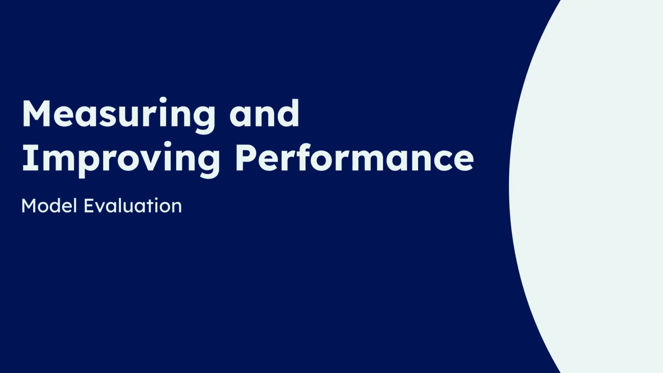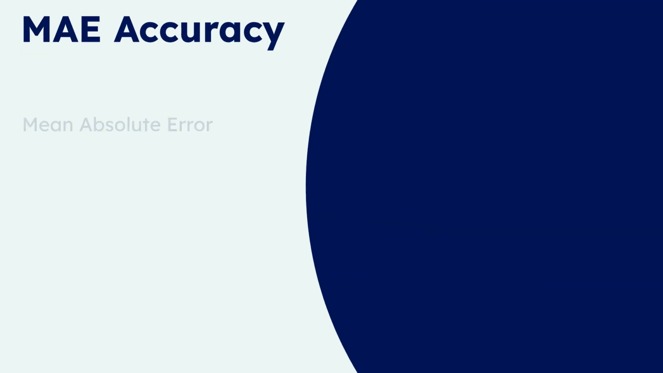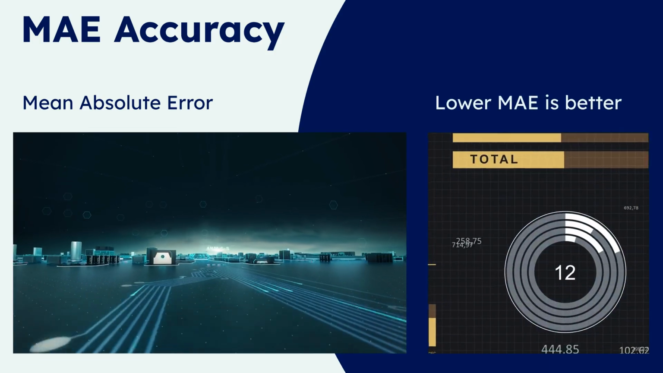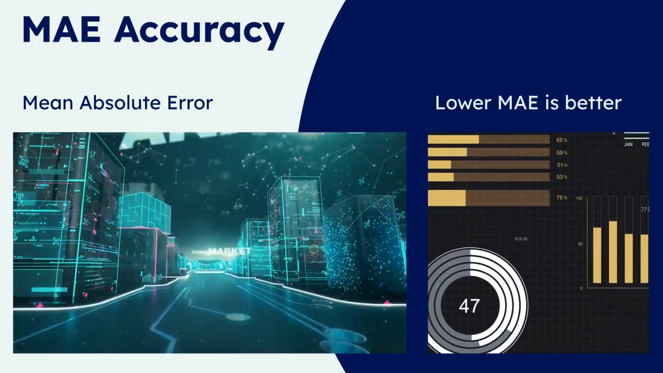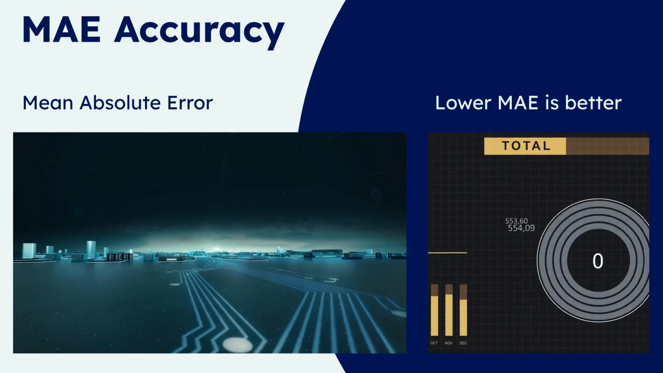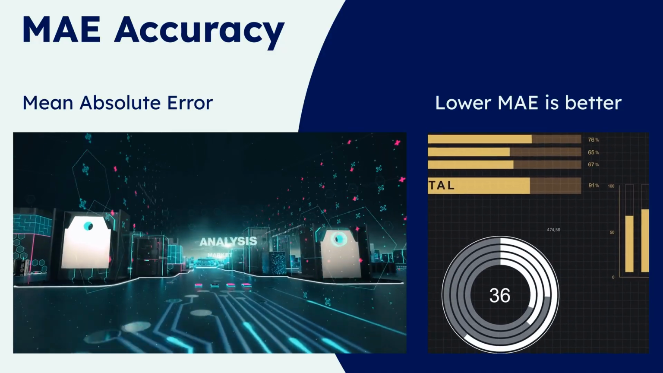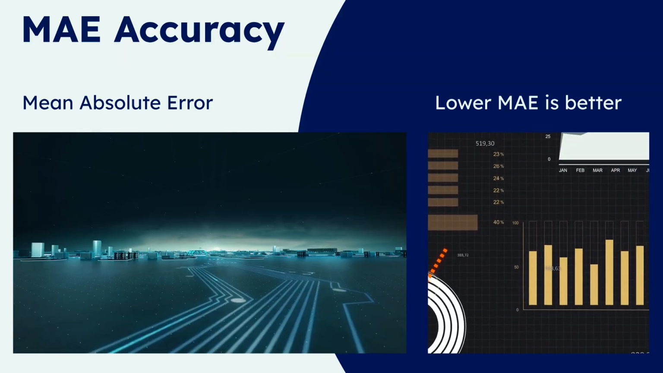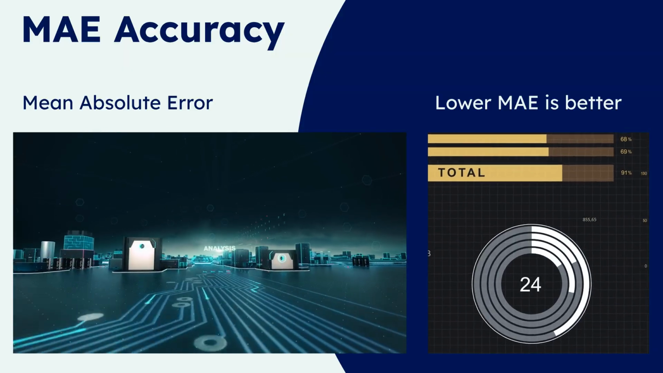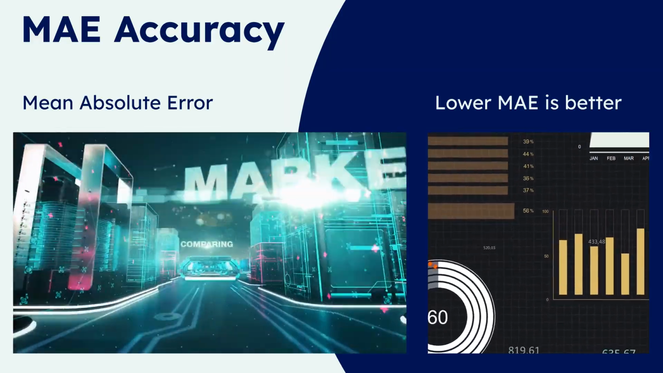Finally, let's explore how we measure and improve the performance of our models. To evaluate regression accuracy, we often use mean absolute error, or MAE. It measures the average absolute difference between predicted and actual values. Lower MAE indicates better predictive accuracy, and its simplicity makes it widely used in regression tasks.